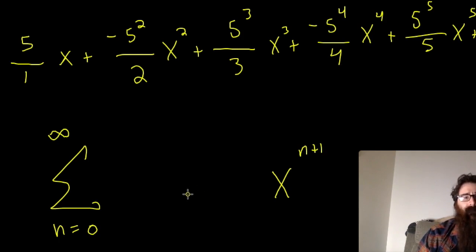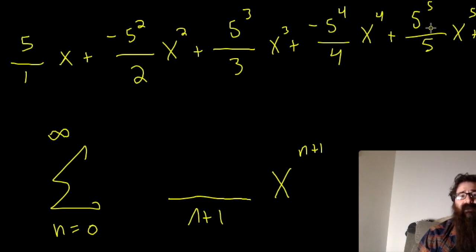Now from there, let's talk about what else we have. In the denominator, whatever the exponent is, I'm mimicking that in the denominator right away. X to the fifth, I'm dividing by 5. X to the fourth, I'm dividing by 4. X cubed, I'm dividing by 3. X squared, I'm dividing by 2. X to the first, I'm dividing by 1. So if it's x to the n plus 1, then I'm dividing by n plus 1 as well.